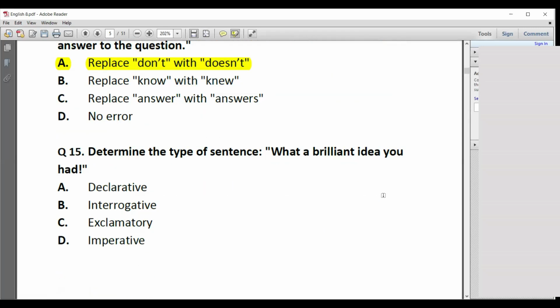Question 15. Determine the type of sentence. "What a brilliant idea you had." A. Declarative. B. Interrogative. C. Exclamatory. D. Imperative. The correct option is option C. Exclamatory.